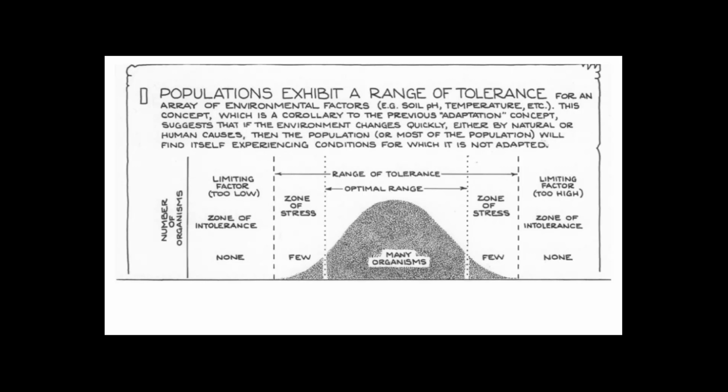This concept, which is a corollary of the previous adaptation concept, we've not done the adaptation concept yet, we'll do that later on, suggests that if the environment changes quickly, either by natural or human causes, the population, or most of the population, will find itself experiencing conditions for which it is not adapted. If there is a sudden change, it will find itself in a period of conditions of stress, and therefore the population might decrease.